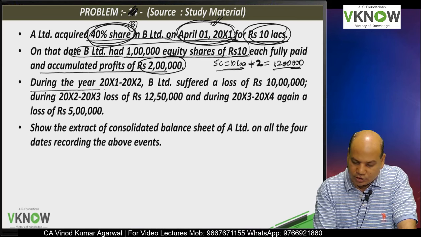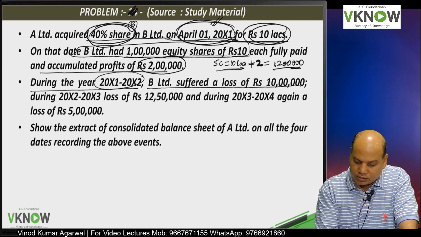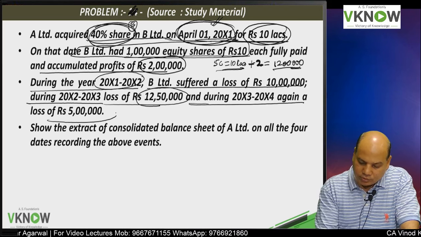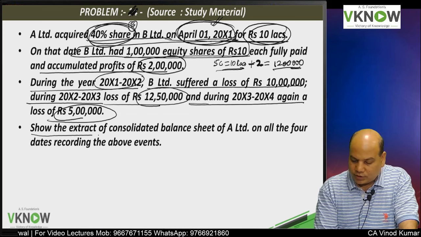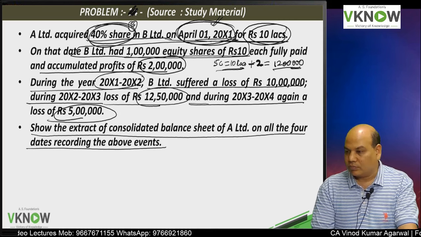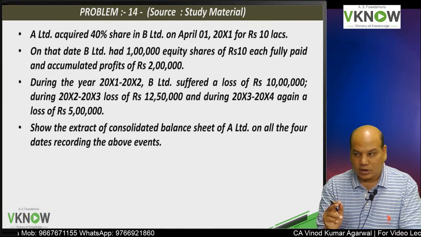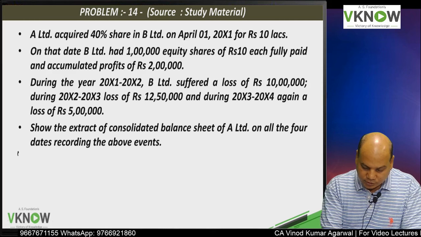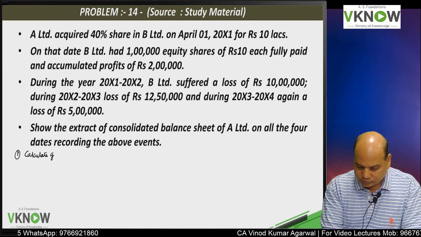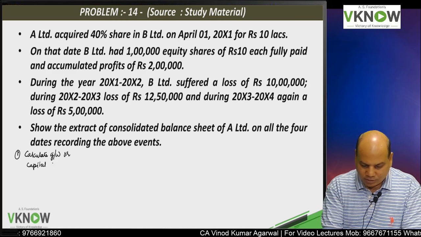Agreed. During the year 2001-2, B suffered a loss of 10 lakh. First year loss 10 lakh. Second year loss 12,50,000. Third year loss 5 lakh. Show the extract of consolidated balance sheet of A on all the four dates recording the above events. So I have given the answer in the book, but I am going to explain. First thing what we need to do is calculate goodwill or capital reserve.